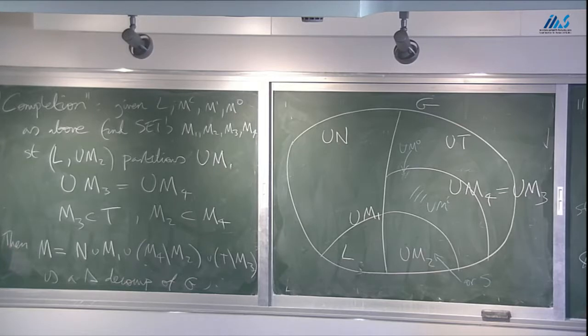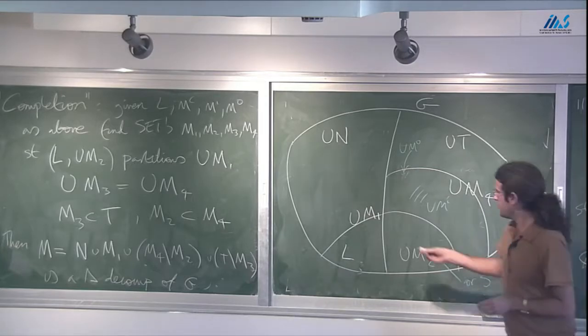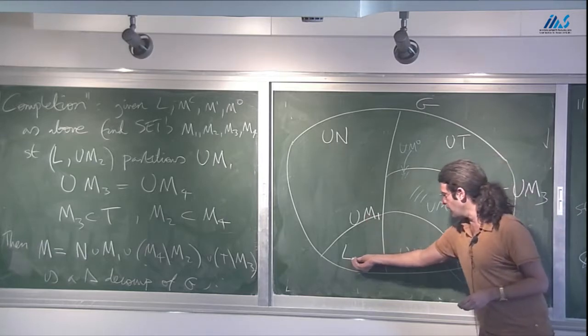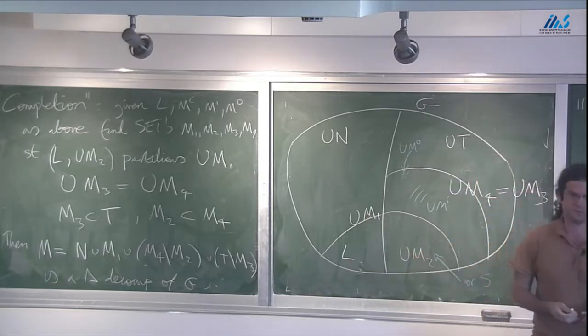Maybe I should pause for a bit, just to let you. Say that again. One is L union M2. Is that right? Yes. So the union of M1 is partitioned into L and the union of M2.